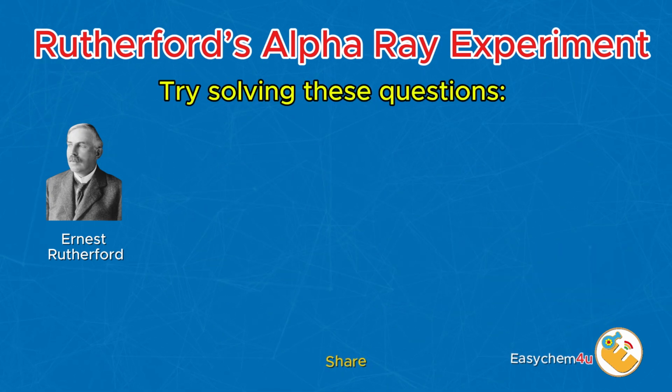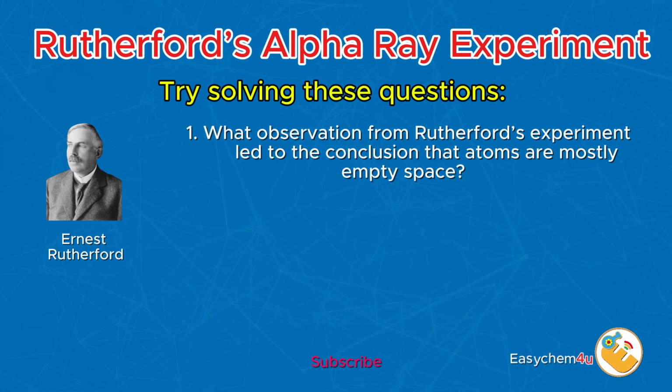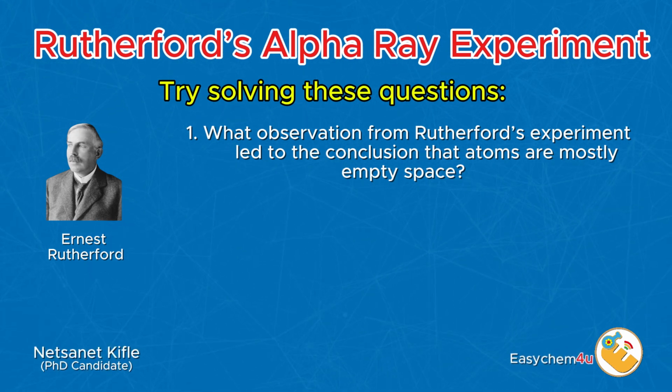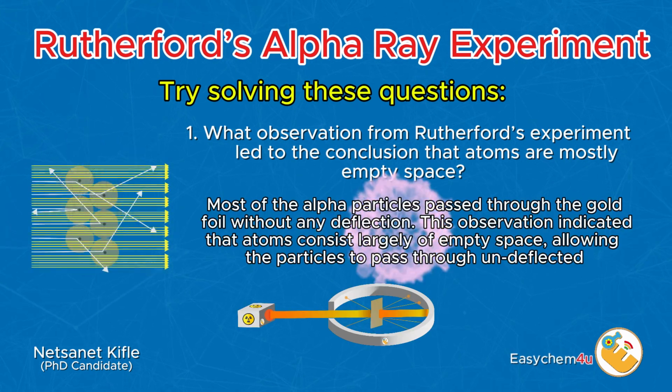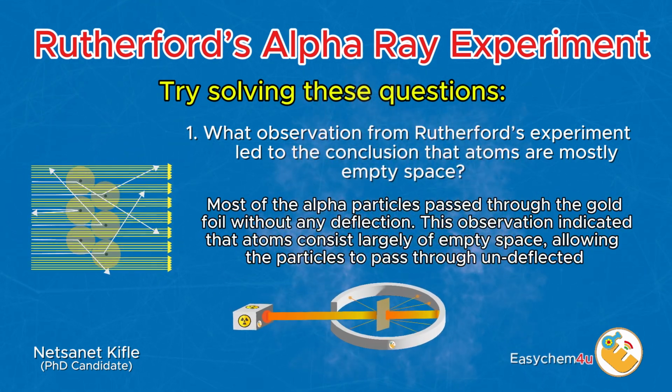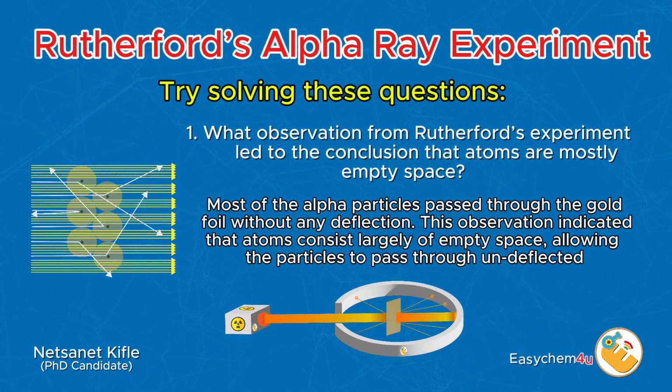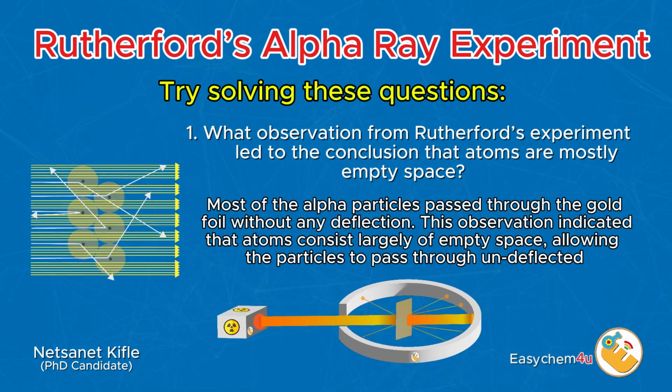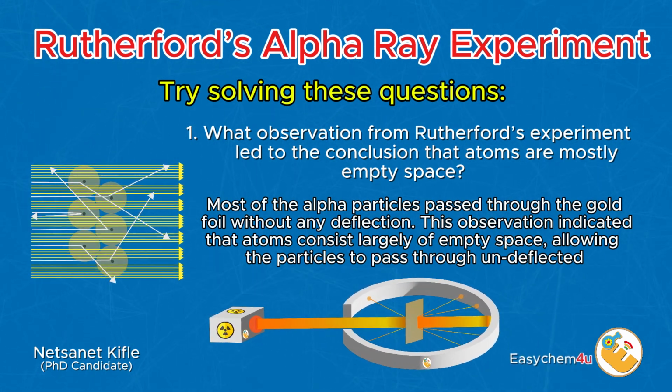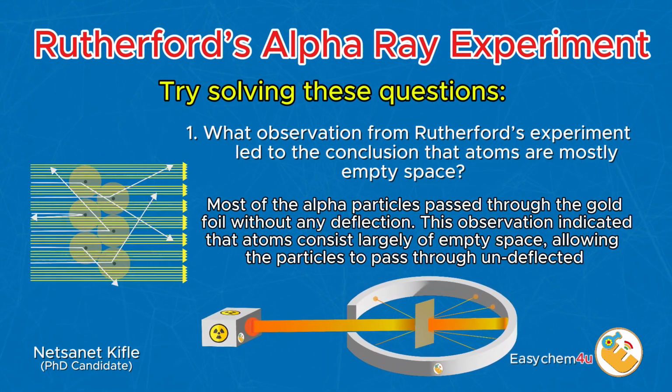Now, let's test your understanding. Try solving these questions. What observation from Rutherford's experiment led to the conclusion that atoms are mostly empty space? Most of the alpha particles pass through the gold foil without any deflection. This observation indicated that atoms consist largely of empty space, allowing the particles to pass through undeflected.